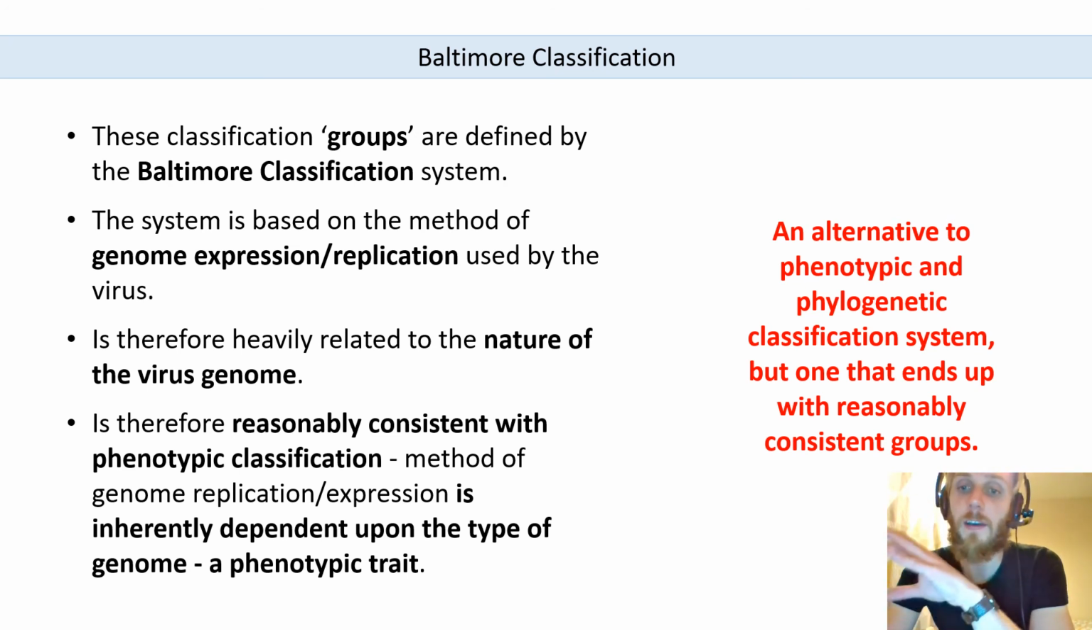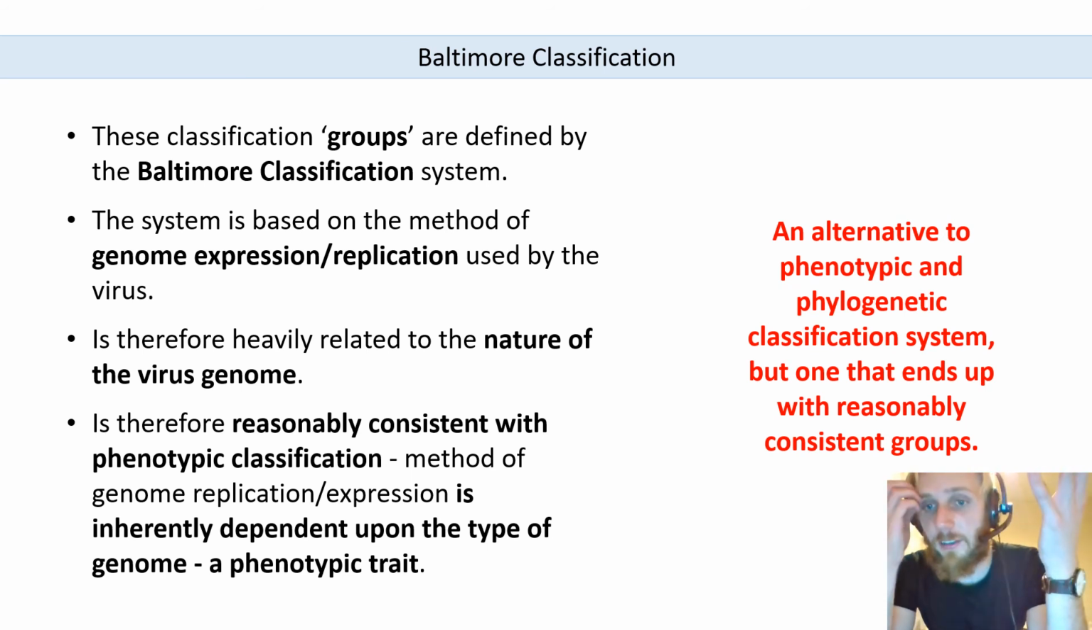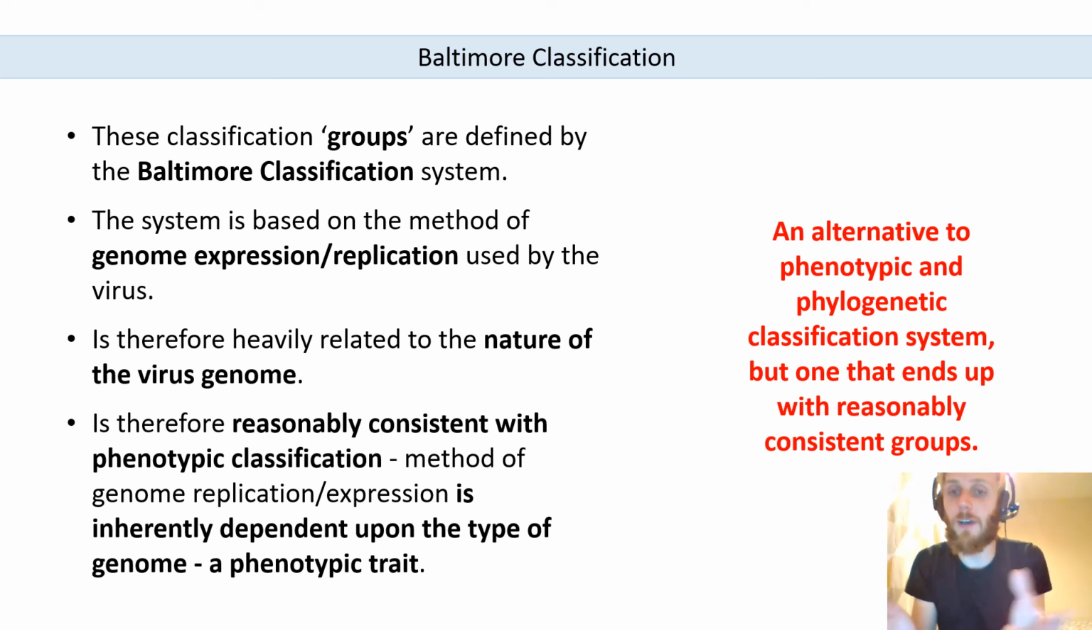Obviously, the way viruses transcribe and translate, so the way they express their genome, and also the way they replicate their genome, is highly dependent upon the type of genome they have. So whether or not they have a DNA genome or an RNA genome or a single-stranded genome. Therefore, the Baltimore classification system overlaps very significantly with the phenotypic classification system, because these are features we use in phenotypic classification to classify the viruses.